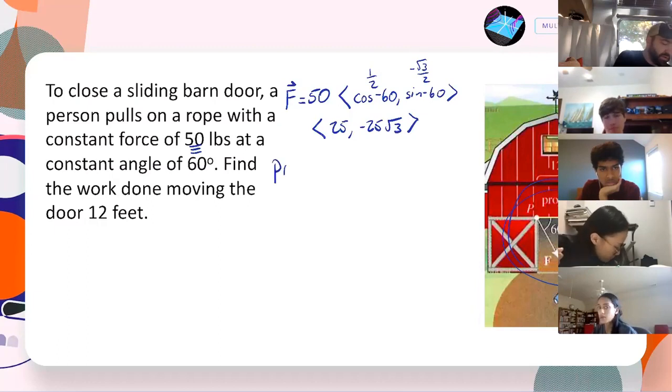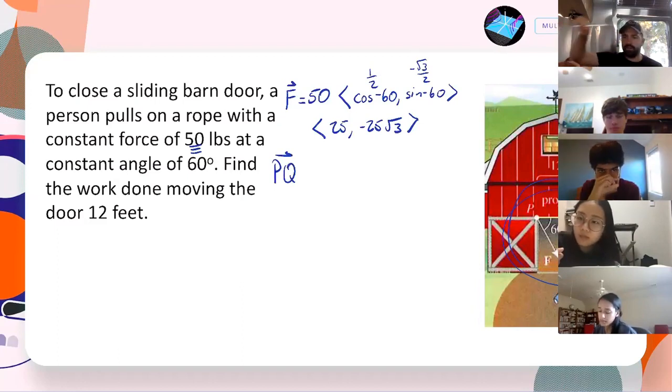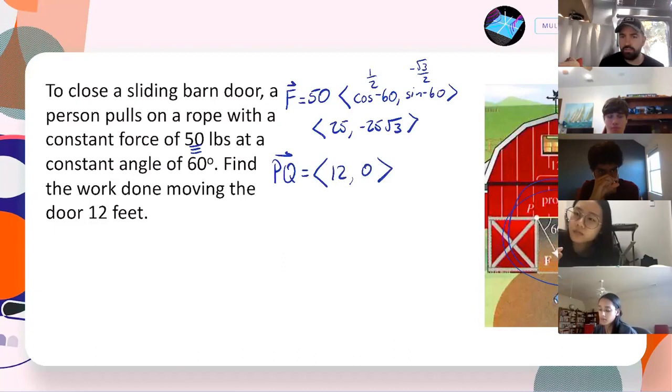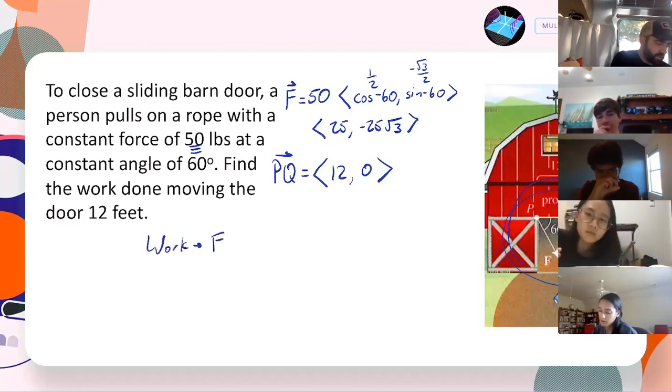PQ is the path of the door. So while he's pulling on that rope, the door is just moving horizontally across. It's on the little sliders. Since it's moving horizontally 12 feet, the path of the door is 12, 0, right? Because it's going to move straight across. It's not going to move up and down. And so if we want work, we just do F dot PQ.